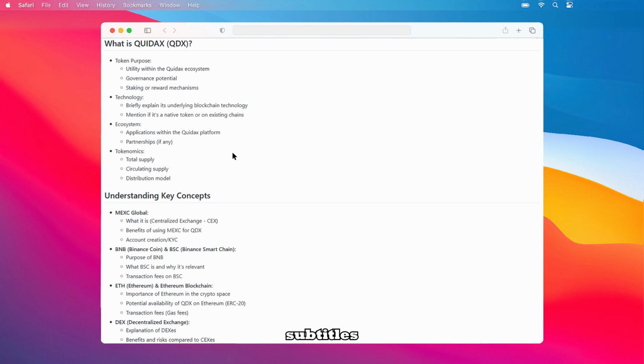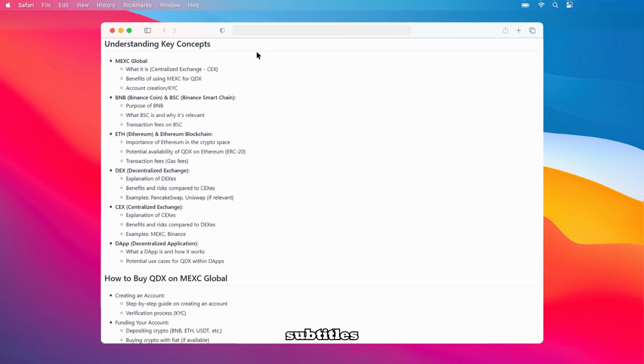We also have DEXs, or decentralized exchanges. DEXs offer more autonomy, but come with their own set of risks and rewards, and examples include PancakeSwap and Uniswap, where QDX may be traded. CEXs, or centralized exchanges, offer ease of use and higher liquidity, but give you less control than a DEX. Examples include MEXC and Binance. And finally, there are DApps, or decentralized applications. DApps are applications that run on a blockchain, and QDX could potentially be used within DApps.